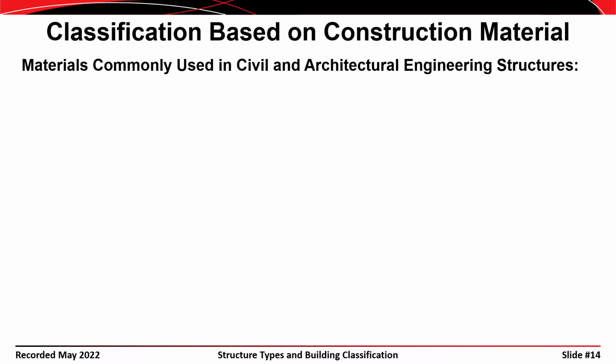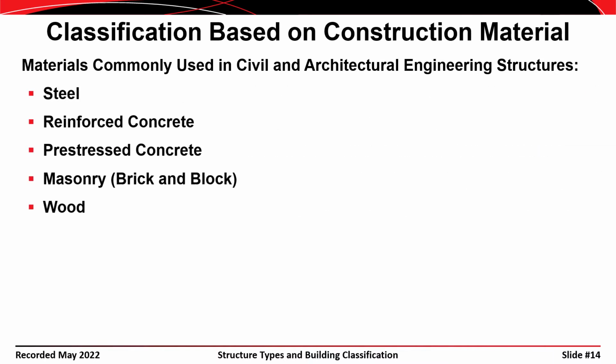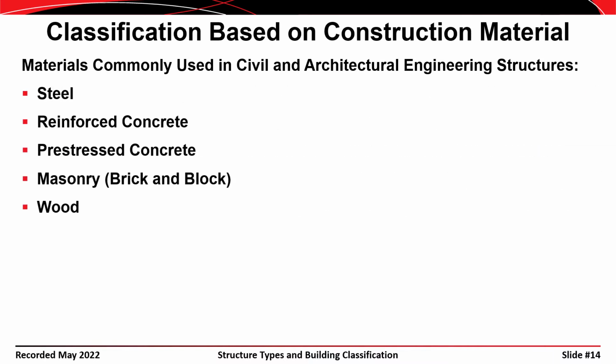Buildings are often classified by the material that's used in their construction as well. Common building materials include steel, reinforced concrete, pre-stressed concrete, masonry, which includes brick and cement blocks, and wood.